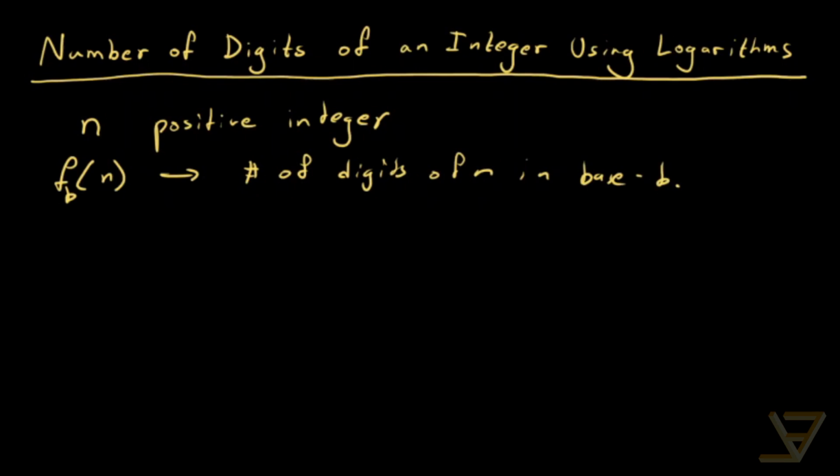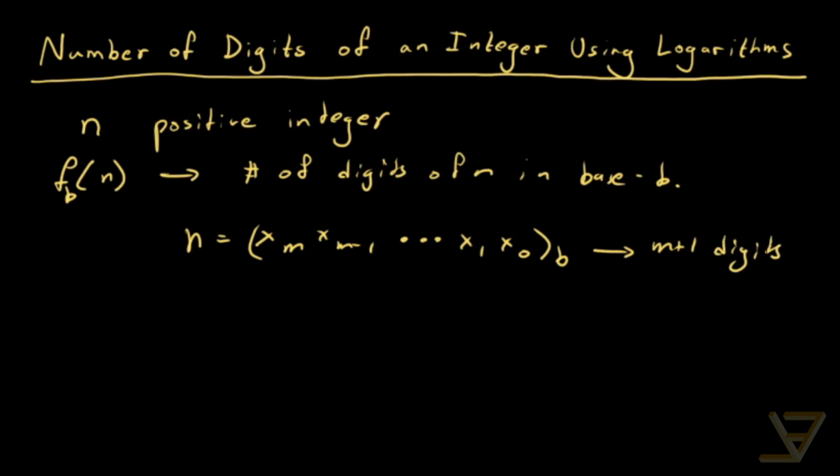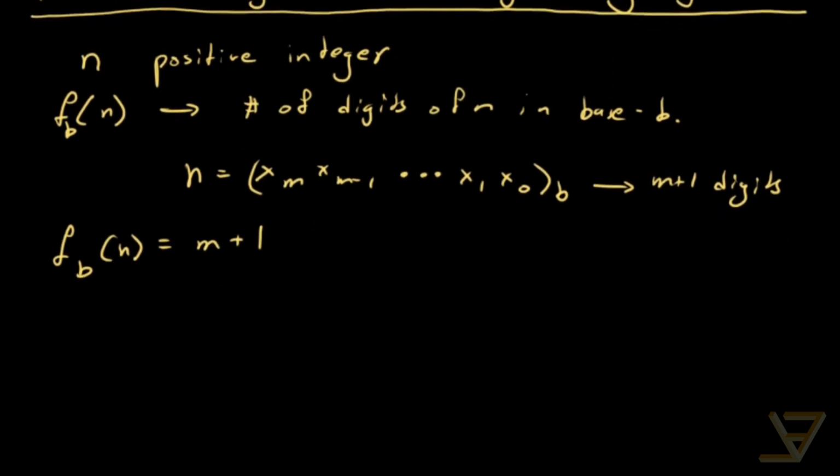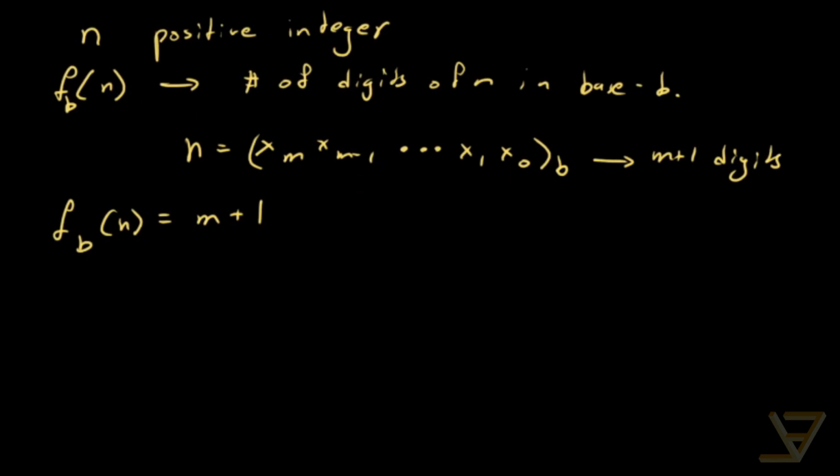So what we're going to do is say let n equal to x_{m-1} all the way through to x_1 x_0 in base b. So there are m plus 1 digits. And m could be 0, so that means there will be just one digit. So we're trying to find m in terms of n, and we want f_b(n) to be equal to m plus 1. So really we're just looking for m, and we can just tack on a 1 in the end.